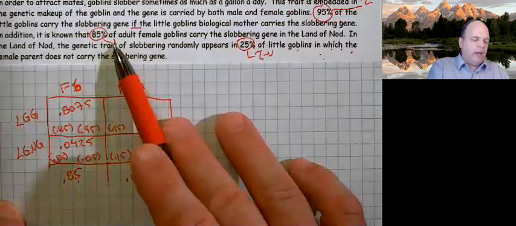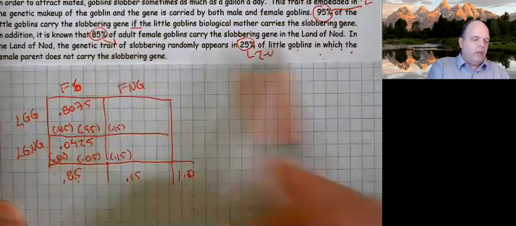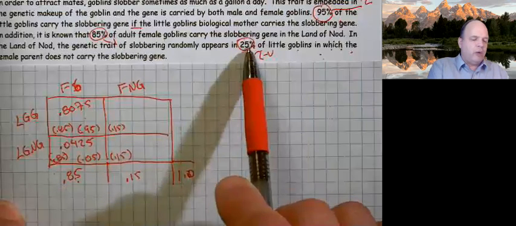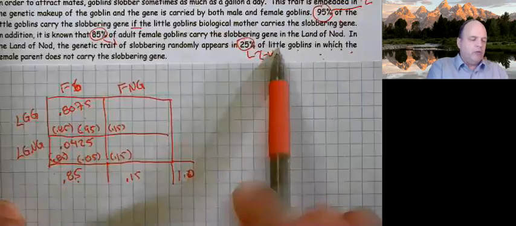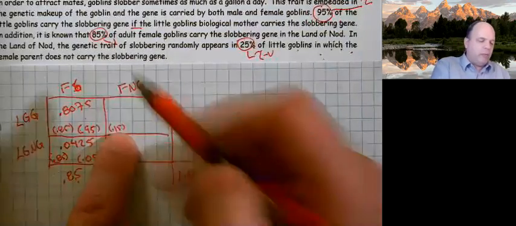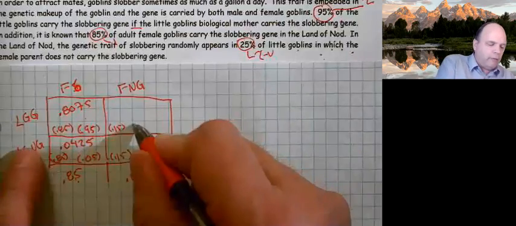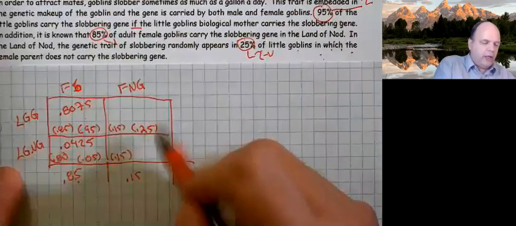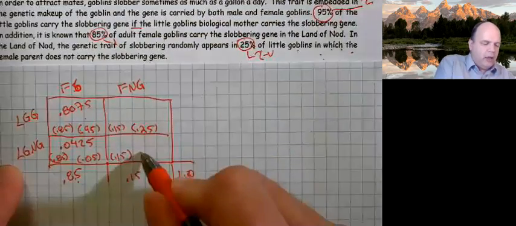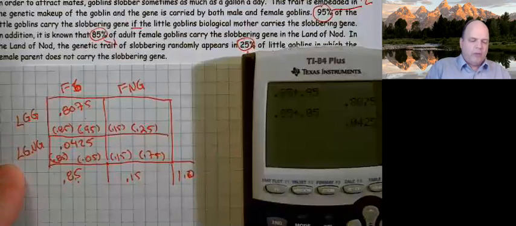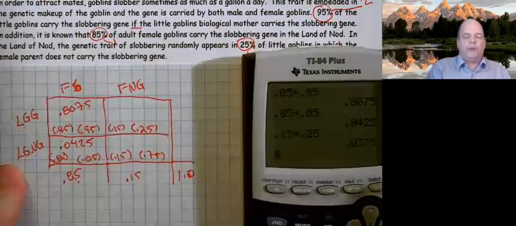All right, we already have the 85%. So in the land of Nod, the genetic trait of slobbering randomly appears in 25% of little goblins. So little goblins have the gene, in which the female does not. So female not, this is 0.25. Female not, little goblin carrying it. The complement of that is 0.75. So 0.15 times 0.25 is 0.0375.